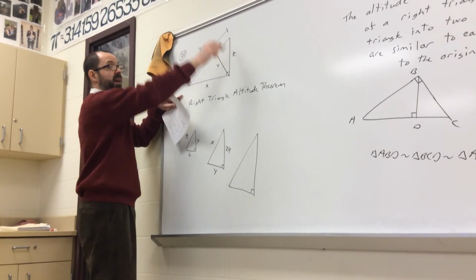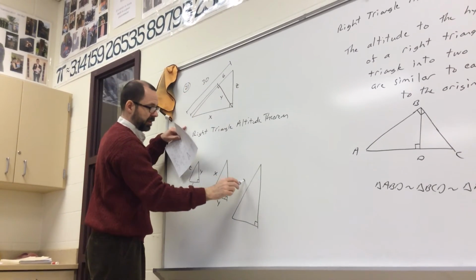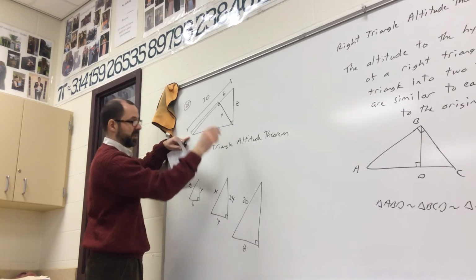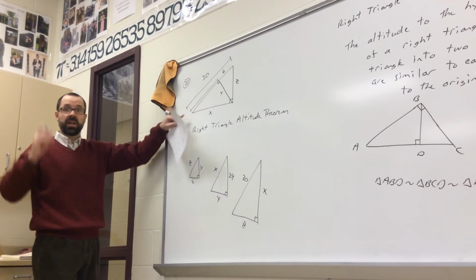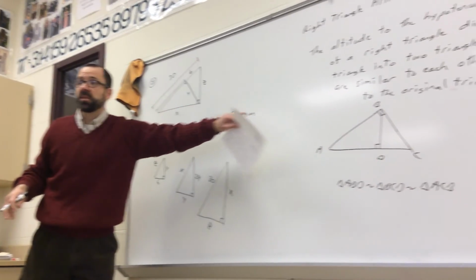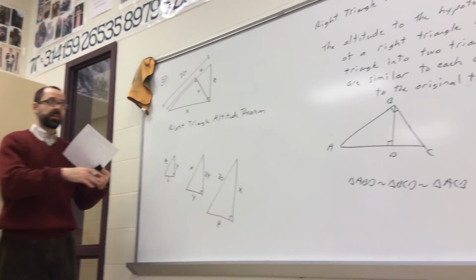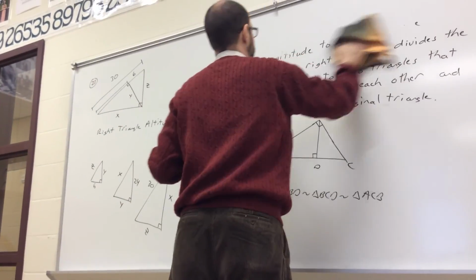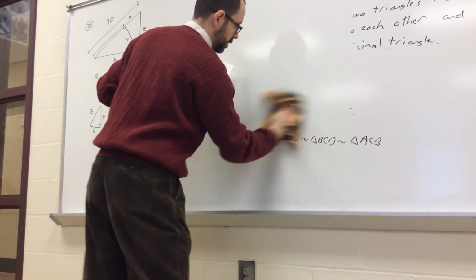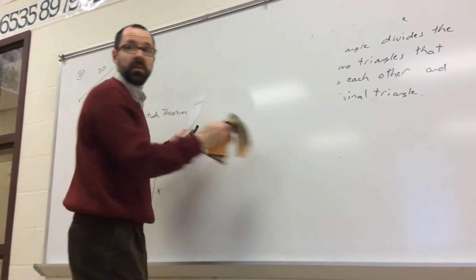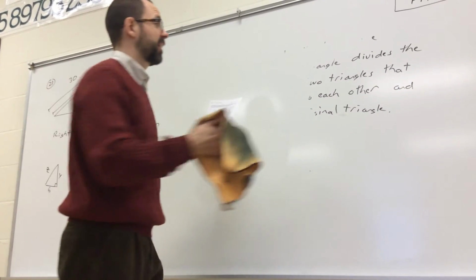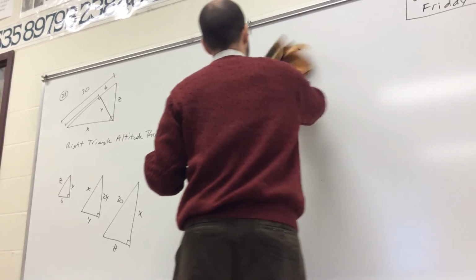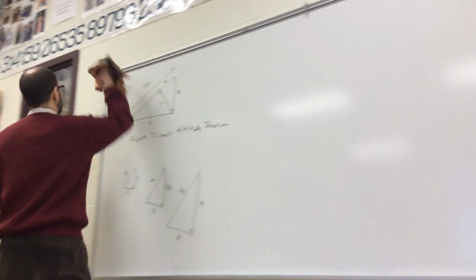Okay, then for the largest triangle, the hypotenuse is 30. And the short leg is Z. And the long leg is X. Again, according to the right triangle altitude theorem, all these triangles are similar to each other. So since they're similar, what can we do with the sides? Make the side fractions equal, right? That's how similar triangles work.